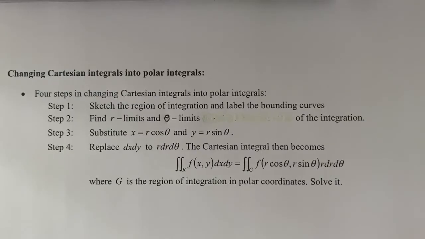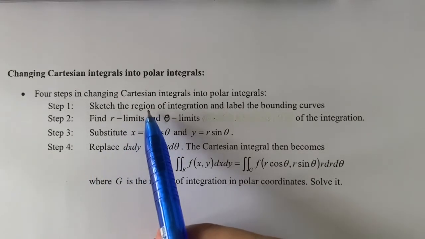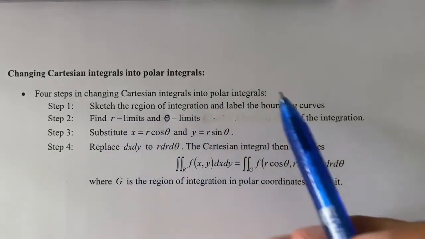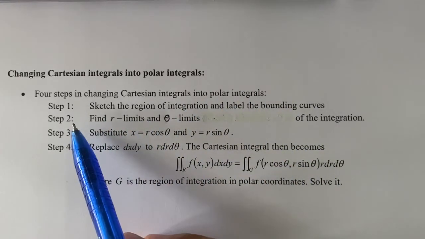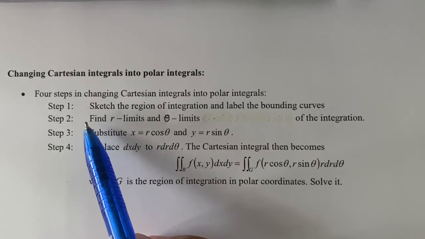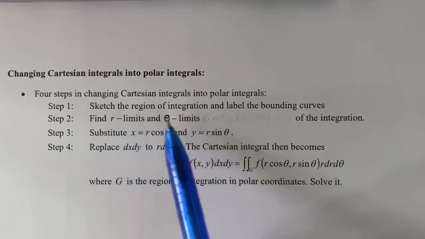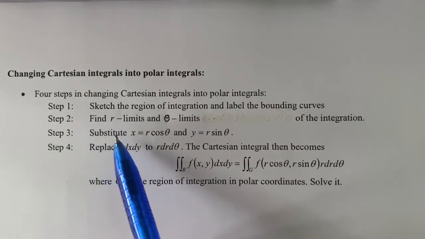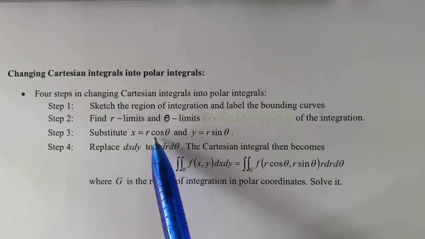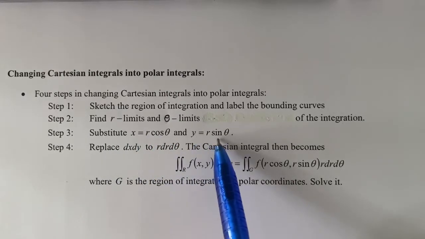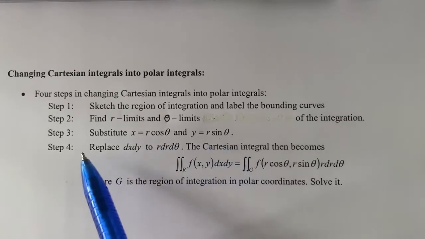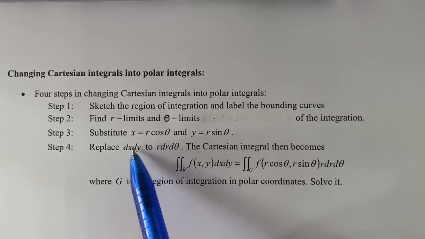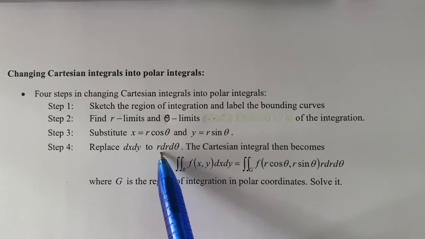Next, to change the Cartesian integrals into polar integrals, we have 4 steps. The first step is to sketch the region. Always start with sketching the region and label the bounding curve. Second step, instead of finding x and y limits, we find r limits and theta limits for the integration. The third step is to substitute x equal to r cos theta and y equal to r sin theta. And the last step is to replace dx dy with r dr d theta.